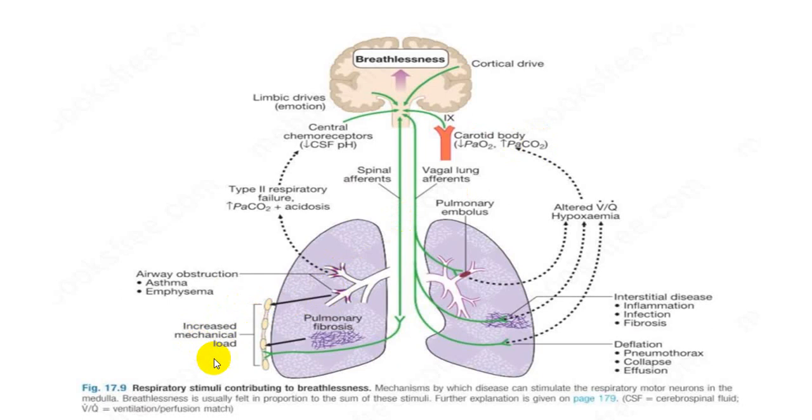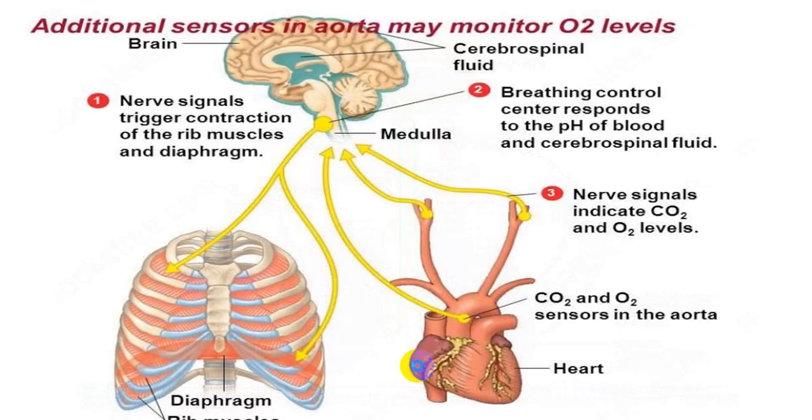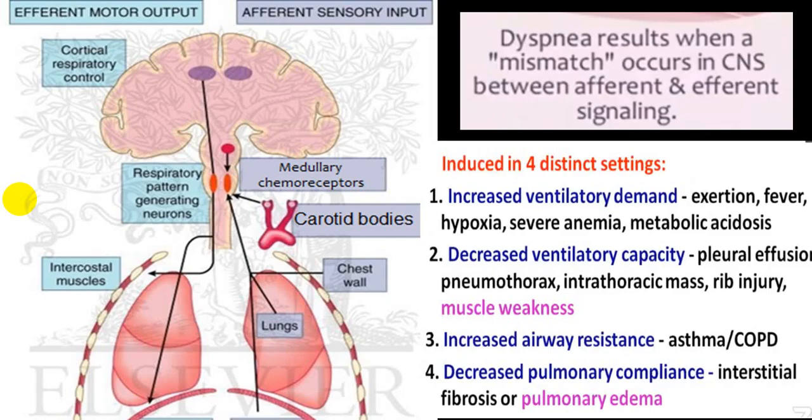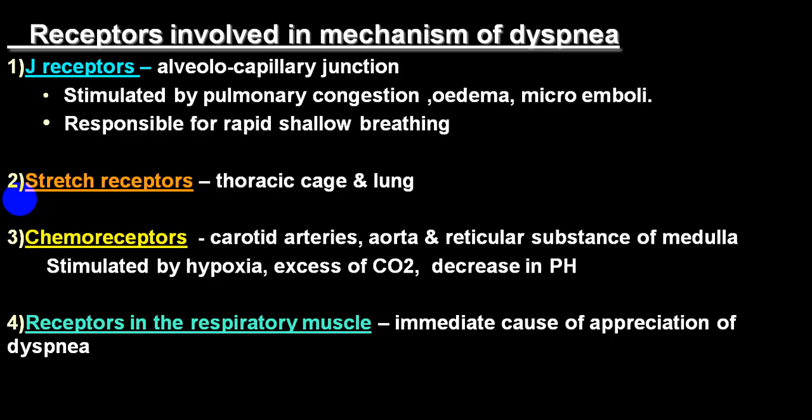There will be mechanoreceptors which will be present in the skeletal muscle, diaphragm, etc. So at your leisure time, you can go through. These are all the different diagrams showing you where the receptors are present and how they stimulate. At your leisure time, you can go through. So there are J receptors, there are stretch receptors, there are chemoreceptors, and there are mechanoreceptors.